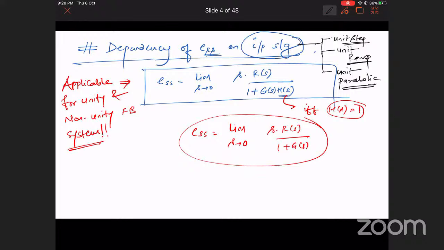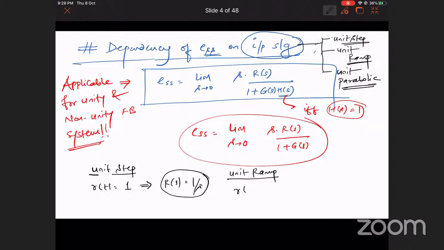Everybody look up. When I say unit step, always remember R of t is equal to 1, and therefore R of s is 1 upon s. I hope you know this. When I say unit ramp, don't forget, R of t is considered as t, and therefore R of s is 1 upon s square. Please make a note of it.